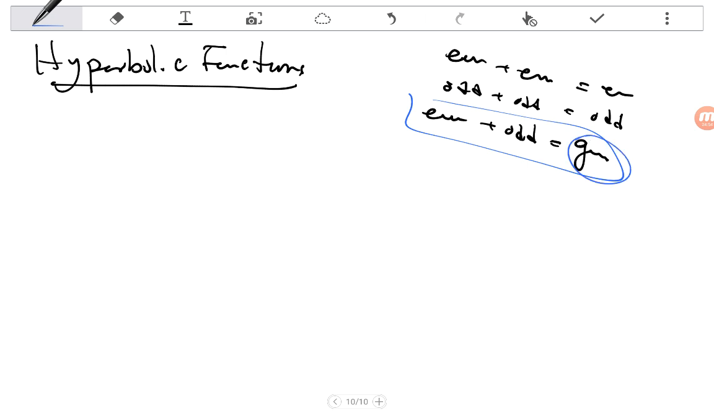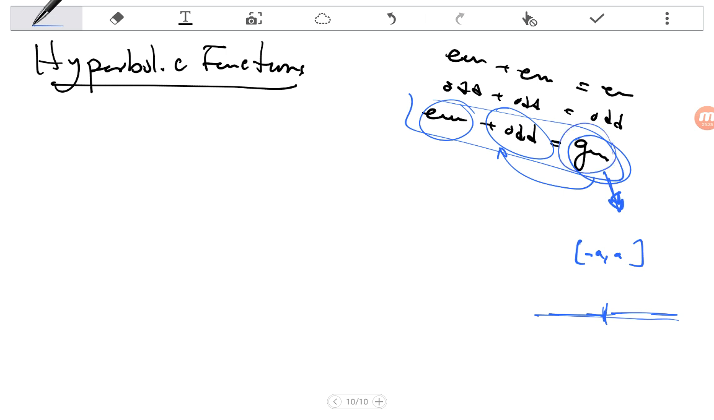Any general function can be decomposed into two components: a component that is an even function and a component that is an odd function. This applies to any general function that has a symmetric domain. What is a symmetric domain? A symmetric domain is from negative a to a, negative on both sides of zero, or the y-axis. Whenever I have a general function with a symmetric domain, it can be decomposed into two components, an even function plus an odd function.